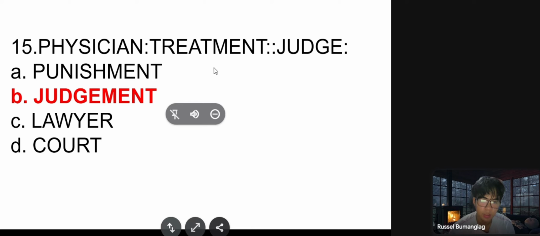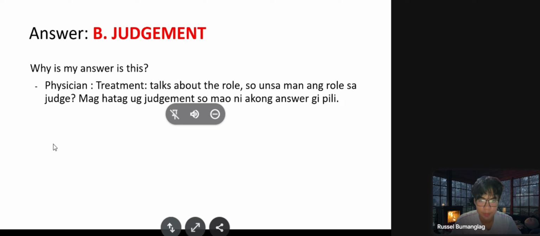For number 15, physician is to treatment, and judge is to what? A. Punishment, B. Judgment, C. Lawyer, or D. Court. My answer is B. Judgment. So why is my answer this? Physician is to treatment. It talks about the role. So what is the role of a judge? To give judgment. So that is the answer I chose.